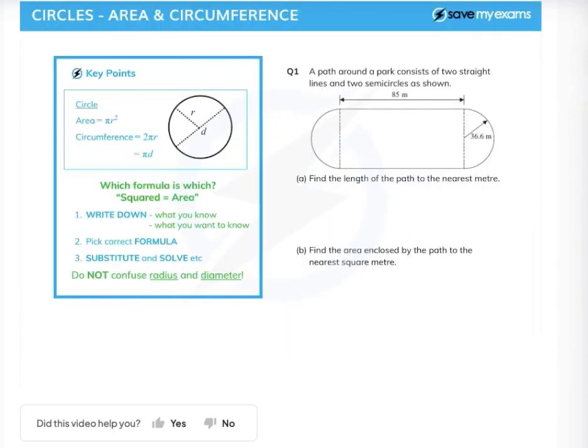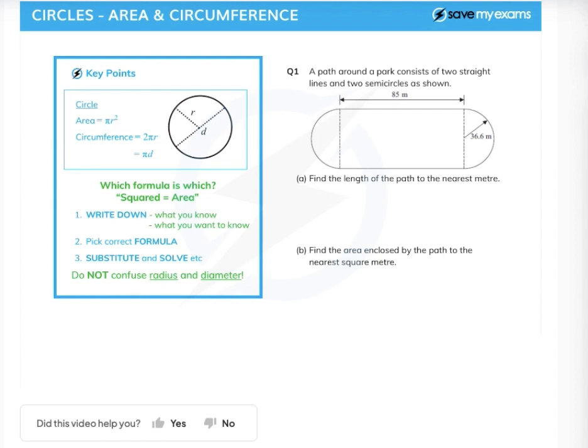So here we're looking at how to work with the formulas for the area and the circumference of a circle. And for a circle of radius r, the area is pi r squared and the circumference is 2 pi r, or possibly pi d, where d of course is 2r, so that makes perfect sense. Now one thing people get confused with is which formula is which, and always remember that the units of area are squared something. So squared is always area. So pi r squared is area.